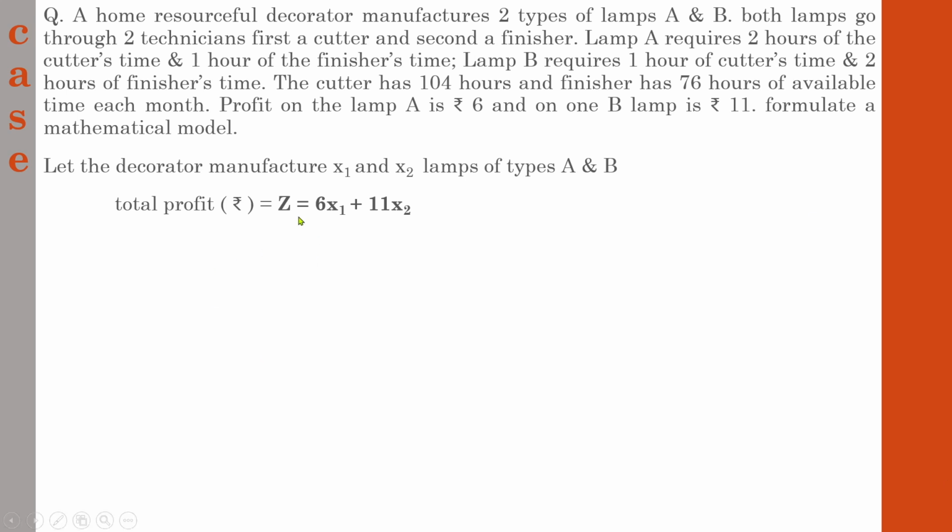So it is written as z equal to 6x1 plus 11x2. So we have prepared the objective function. Once you have found the objective function, you need to prepare or identify the constraints stated in the question, and on the basis of those constraints you need to prepare some linear equations. Before we go directly into the constraints part, you need to identify the data given in the question.